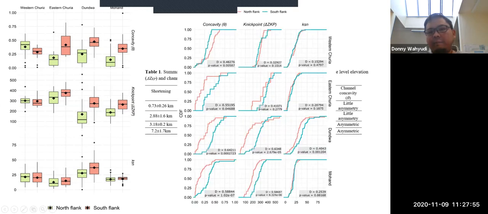And we also did some normality tests here, just to confirm that it is actually showing the asymmetry of these metrics between the north and the southern flank. So we can see here most of the KSN are uniform in both flanks, and the nick points are asymmetric in the Dundwa and Mohan, and for the concavity it is asymmetric for all of the ranges.